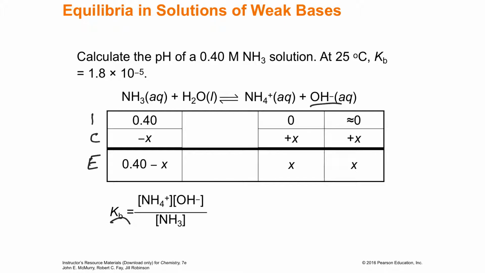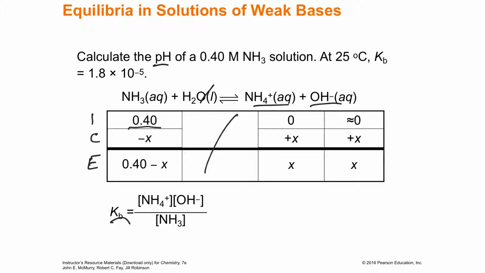Okay, so you've got ammonia. Water goes away because it's a liquid. It's not aqueous or gas. Here's your ammonia concentration here, and here's your hydroxide on the end. So you're going to list whatever they give you. You're looking for the pH. Calculate the pH of a 0.4 molar ammonia.